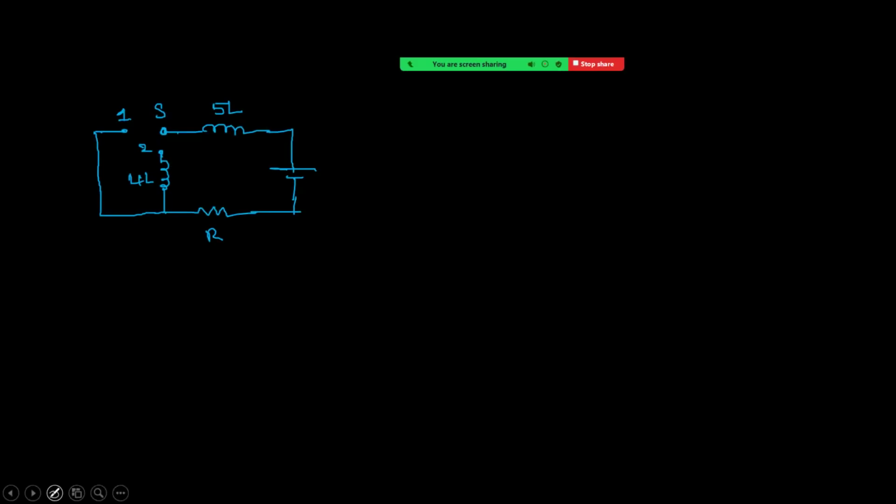So first of all, make the given diagram. An inductor of inductance 5L. A battery is given. This is a switch, and this is position 1. Here is one more inductor, this is 4L. This is now position 2, and this is the resistor connected to the battery. Okay, right. Now see what he is saying.